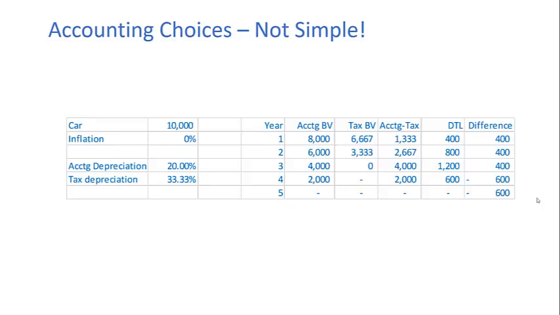Tax on $1,333, that's $400. And so what you can see happening there is that we're creating a deferred tax liability. After 2 years, it's up to $800. 3 years, it's $1,200. Then in year 4 and 5, it goes down to 0. So what you can see there in the last column is the change in the deferred tax liability. And that would occur for every asset.